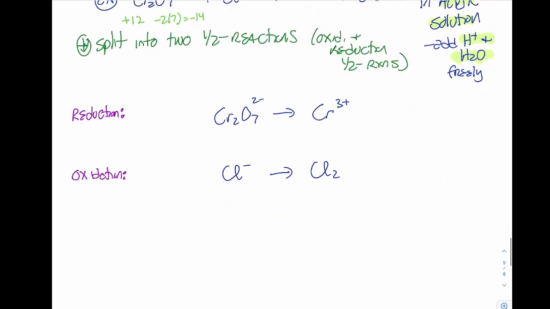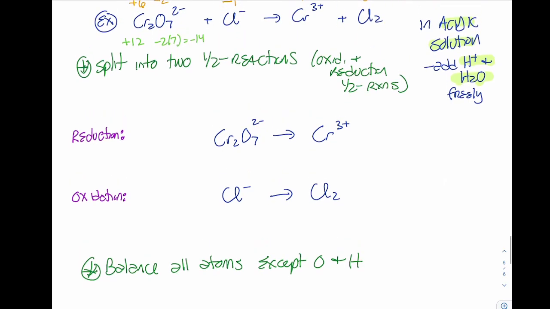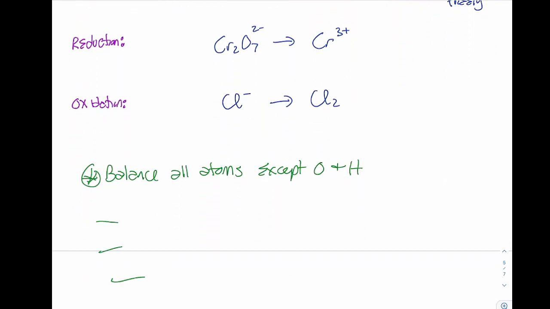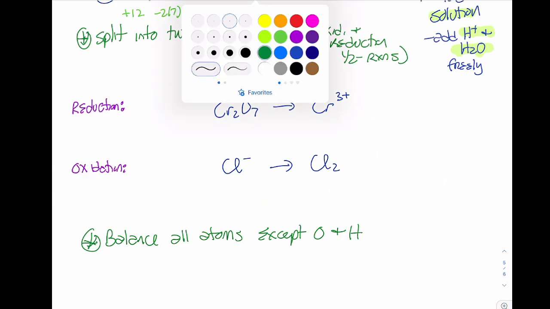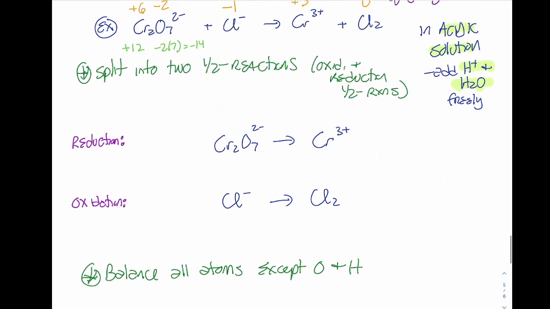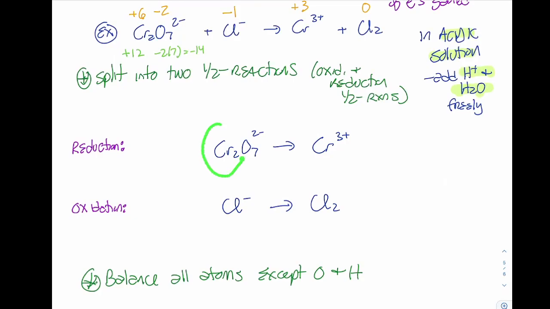So our next step is we're going to balance all atoms except oxygen and hydrogen. And I'm just going to write the rules here. I'm going to keep writing them as we go, but then I'm just going to go back up to this part and do that. So I have 2 chromium here. I only have 1 chromium here. So I'm going to add a 2 to give me 2 chromiums.